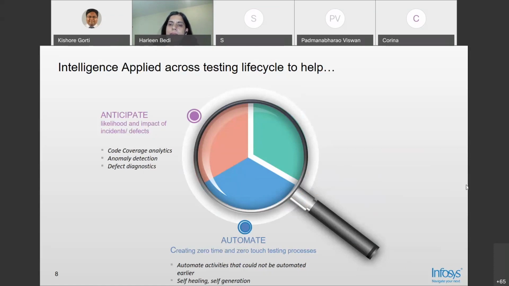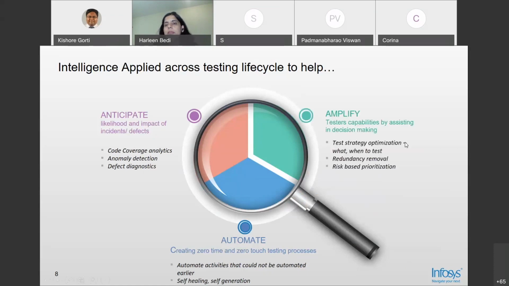And finally, it helps to amplify the tester's capability. Obviously, if you give so much access to the data and so much access to the insights, it really amplifies the tester's capabilities to help him in the right decision making, which helps him to do a scientific risk-based prioritization. It helps him to remove any redundancies, remove any waste in the whole process, and optimize and focus on what really needs to be tested and focus all the effort there.